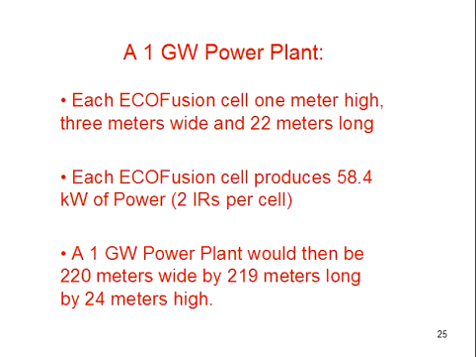Given the parameters we've just looked at, it is of interest to calculate some parameters of a 1 gigawatt power plant. Each ECOFusion cell is about 1 meter high by 3 meters wide by 22 meters long, and each ECOFusion cell in the present design produces close to 60 kilowatts of power, since there are 2 interaction regions per cell. Therefore, a 1 gigawatt power plant would be about 220 meters wide by 219 meters long by about 24 meters high, which is similar to coal-fired electrical plants today.